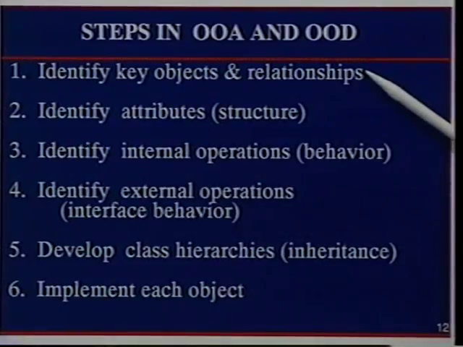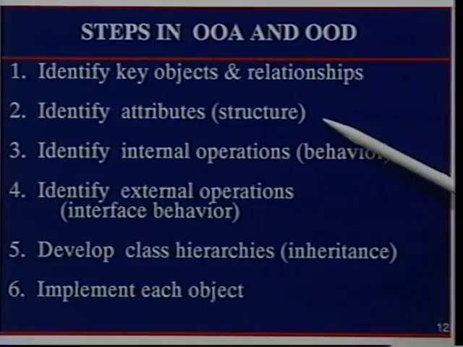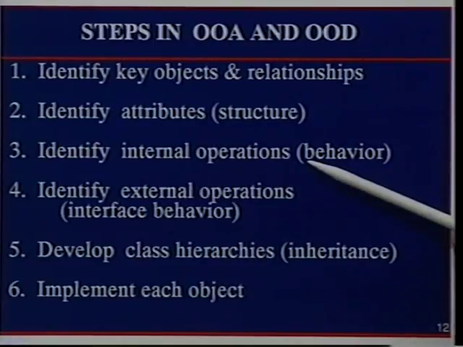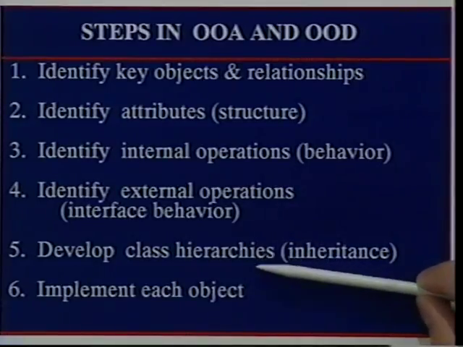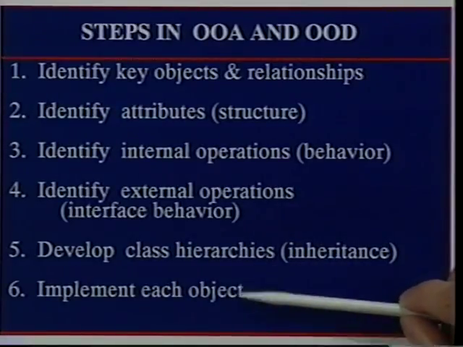Again, when we talk about notation, I will discuss how you describe static objects, how you define the functional models, and how you define the dynamic models. So the overall steps in object-oriented analysis and design are the following. You identify key objects and their relationships, identify the structure, identify the internal behavior, identify the interface behavior, develop class hierarchies, and implement each one of these objects.